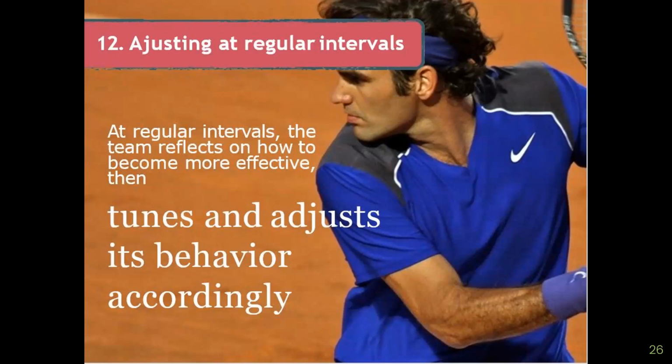That retro is basically meant for you to say, okay, this is what we have done as a team. What did we do wrong? How can we get better? And how can we become more effective going forward and then become more self-organized, right? So those are the 12 principles of Agile delivery.